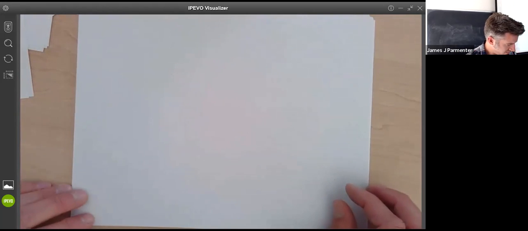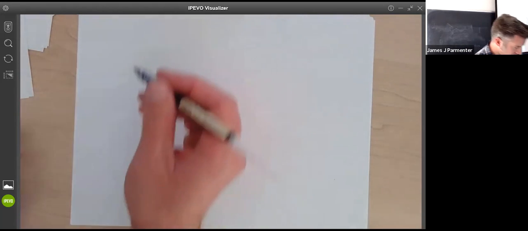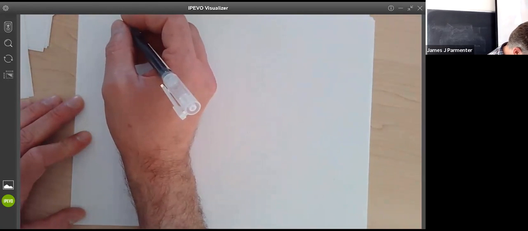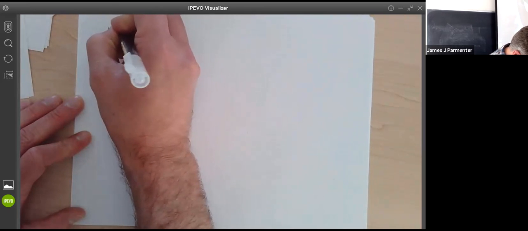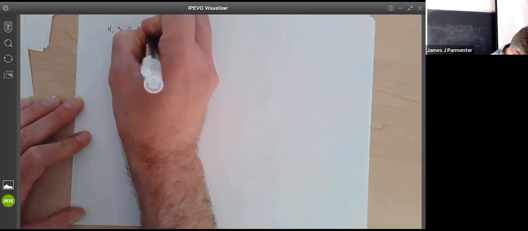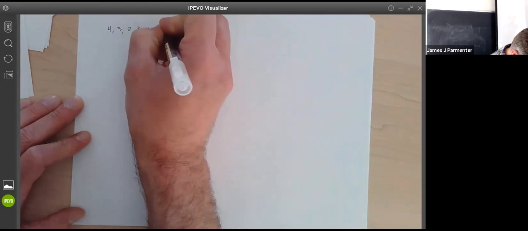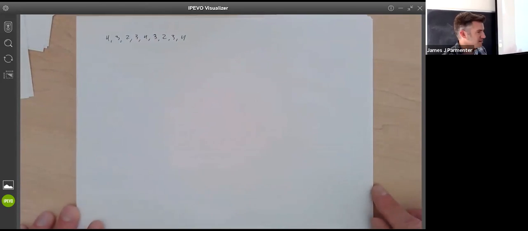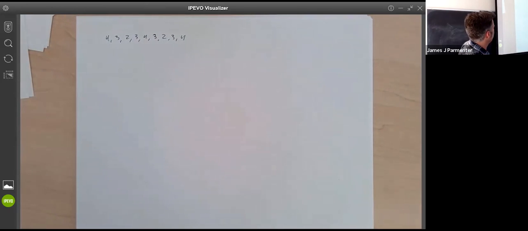Let's say we've got something like this: 4, 3, 2, 3, 4, 3, 2, 3, 4. This one doesn't look terrible, except it kind of is. You're kind of going back and forth. 4, 3, 2, 3, 4, 3, 2, 3, 4, 3, 2, 3. Like, how would you write a formula for this one?